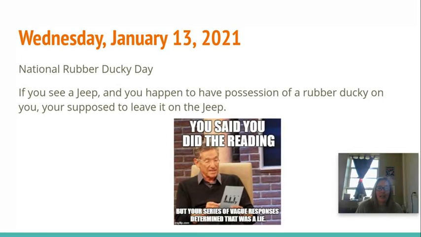So just so you know, today is National Rubber Ducky Day. If you see your Jeep, and you happen to be in possession of a rubber duck, you're supposed to leave it on the Jeep. I've collected 4 already on my Jeep. If any of you have Mr. Perkins, then you might want to give them a little fact trivia about that. All right.